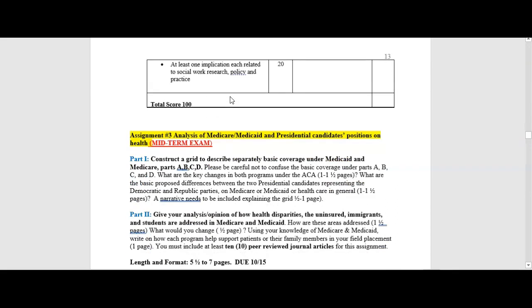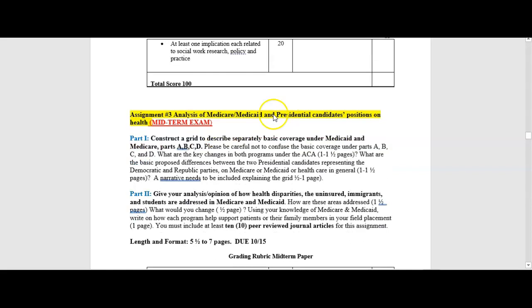Assignment number 3, analysis of Medicare and Medicaid and presidential candidates' positions on healthcare. Construct a grid to describe separately basic coverage under Medicaid and Medicare, Parts A, B, and C. Again, construct a grid to describe separately basic coverage under Medicaid and Medicare.